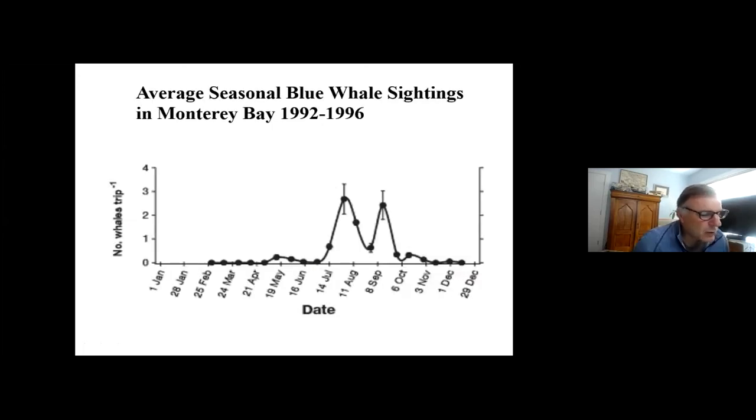If you look at when you see whales in Monterey Bay, here's some data from whale watching boats and scientific surveys. This is the average number of blue whales sighted in Monterey Bay over a 4-year period. You can see blue whales are rare most of the year, but they become much more common in July, August, September. That's when blue whales show up here. Why do they only show up here?